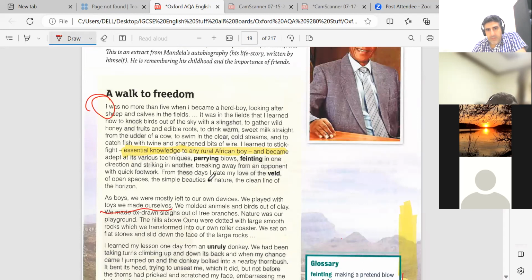So here, he gives details of his days, I date my love of the fell, of open spaces. Here, nature, open spaces. The simple beauties of nature, the clean line of the horizon. So all these words are synonymous for the given main idea. Yes, you are right. D is related to paragraph 1.